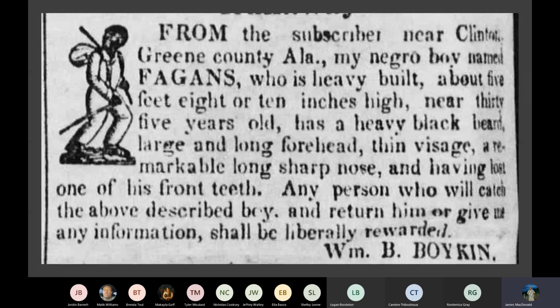My Negro boy named Fagans, who was heavily built, about 5 feet 8 or 10 inches high, nearly 35 years old, has a heavy black beard, large and long forehead.